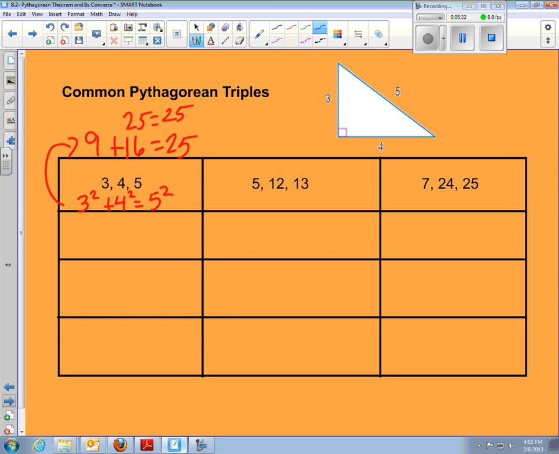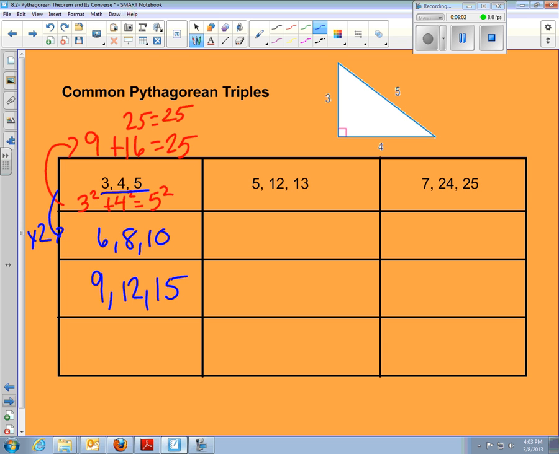What else we can see here, we got some other boxes here, is if I make this 6, 8, and 10, I'm going to ask you, what did I do to each of those numbers in my original Pythagorean triple? Yeah, I times those by 2. And that gave me a new Pythagorean triple. If we go ahead and square 6, 8, and 10, 6 squared plus 8 squared is going to equal that 10 squared. We could also do that with 9, 12, and 15.